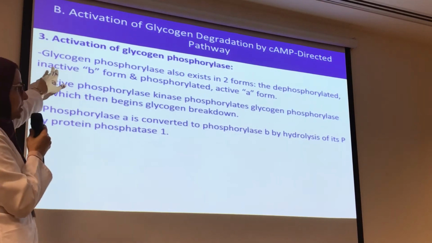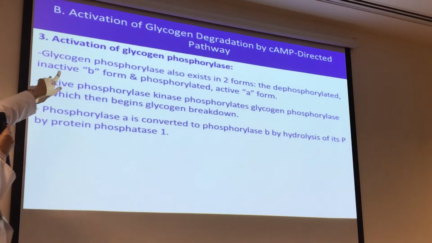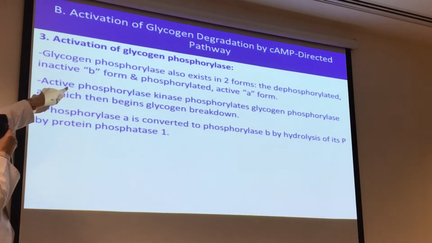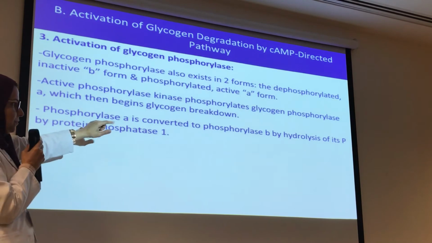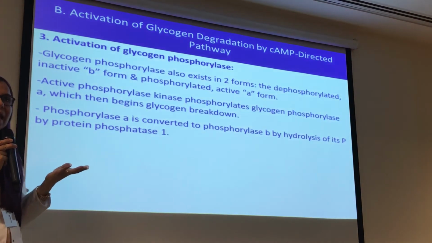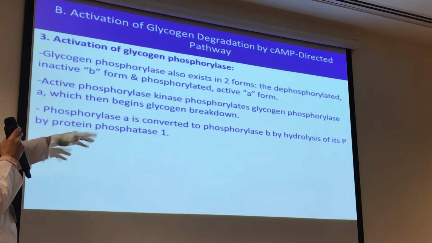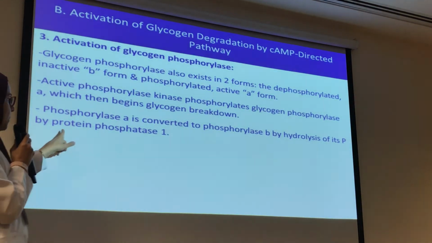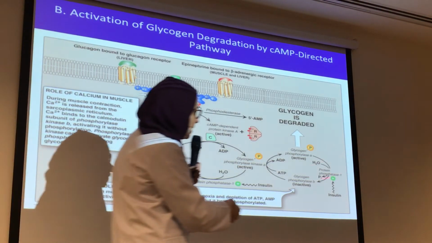Okay, one last thing. We said the phosphorylase is in 2 forms. The dephosphorylated form, inactive, which is B. The active form, A, is the phosphorylated one. And we said the phosphorylase kinase will phosphorylate the phosphorylase, making it active. When we don't want to break glycogen, how will we inactivate the phosphorylase, how will we convert it back? We need to remove the phosphate group from the phosphorylase, and which enzyme is going to do that? Phosphatase.